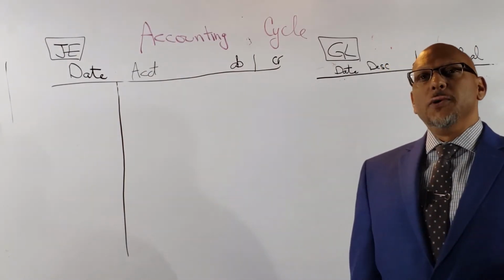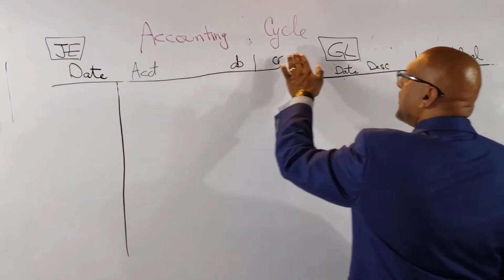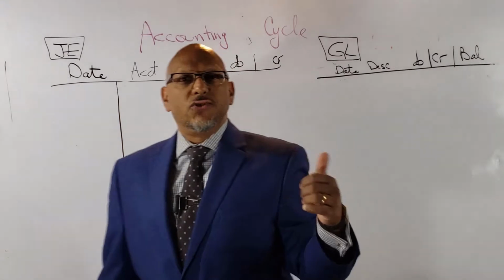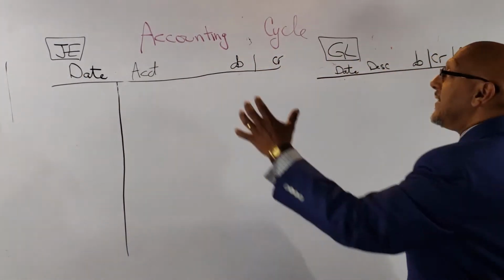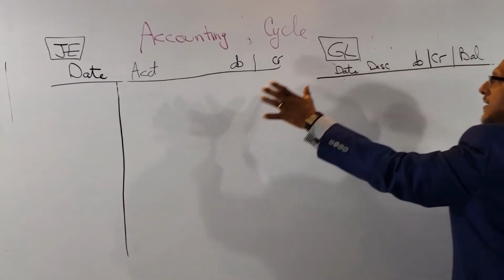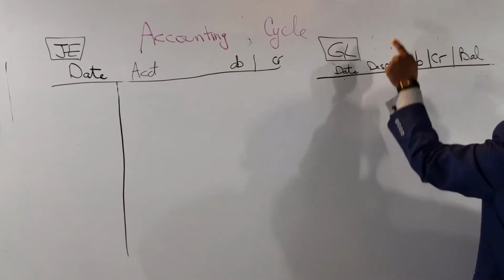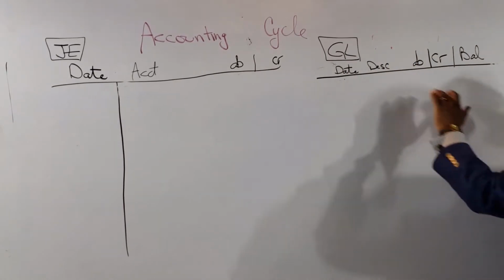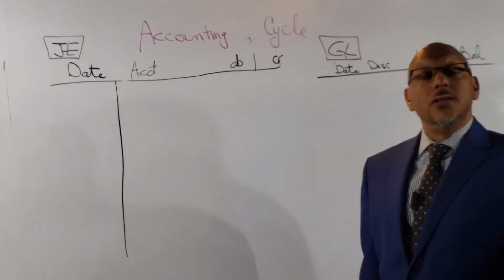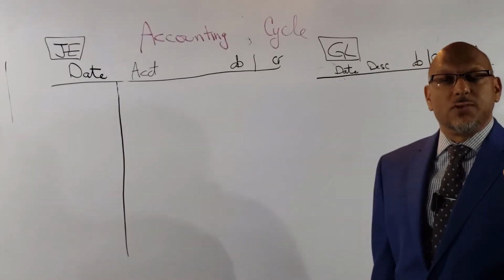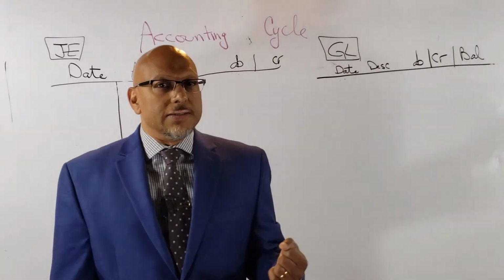Now that we've gone through the first portion of the accounting cycle, which is recording transactions using JEs, journal entries, and then posting them at the end of the day from the journal to the general ledger, now let's talk about the next stage of the accounting cycle, which is the adjustments portion. Adjustments are done at the end of the month.